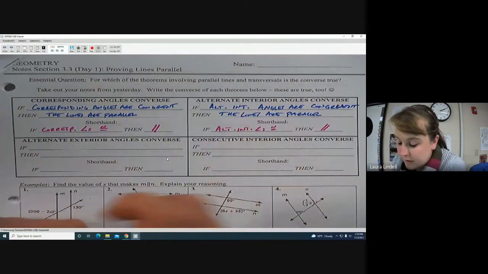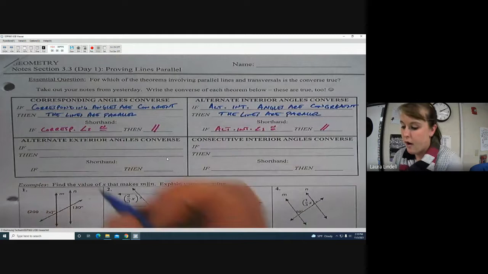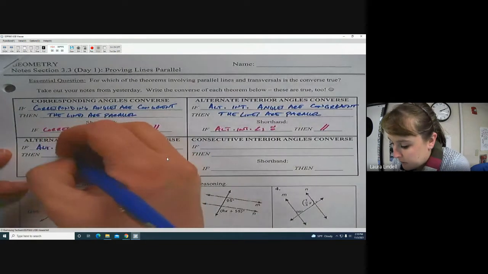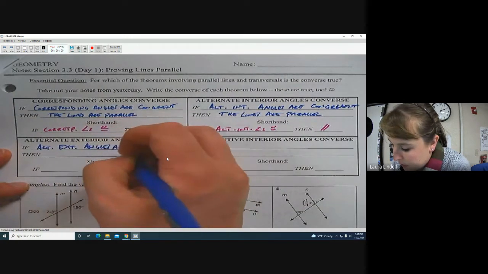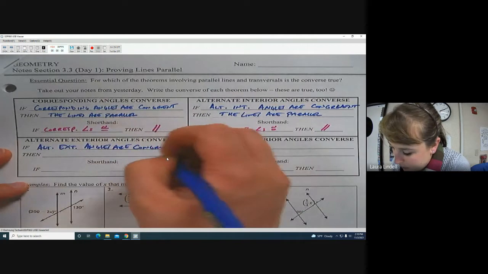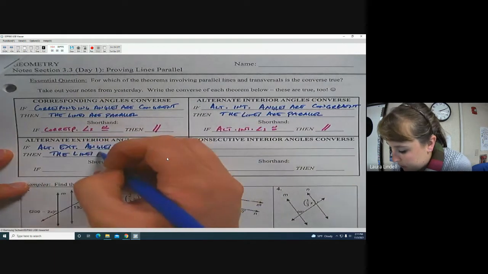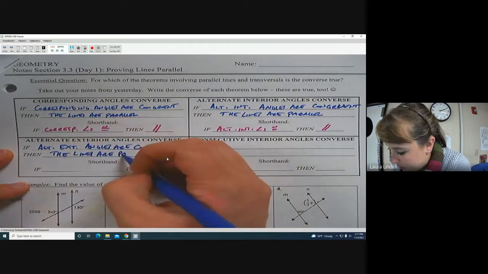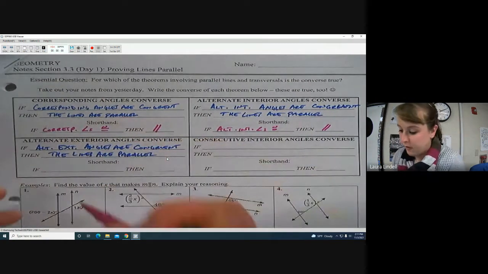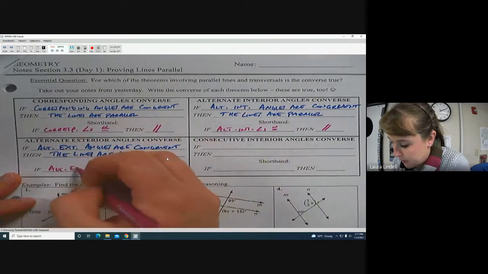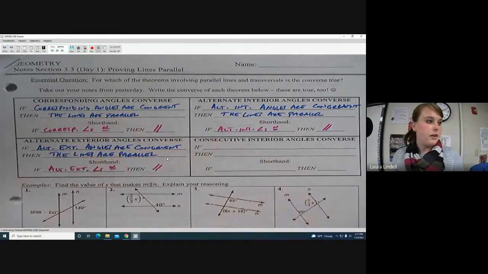Same thing with alternate exterior. It's going to go the exact same way, because alternate exterior was another one where the angles were congruent to one another. So if alternate exterior angles are congruent, then the lines are parallel. All right, same thing. We can also abbreviate this. If alternate exterior angles congruent, then we have parallel lines.